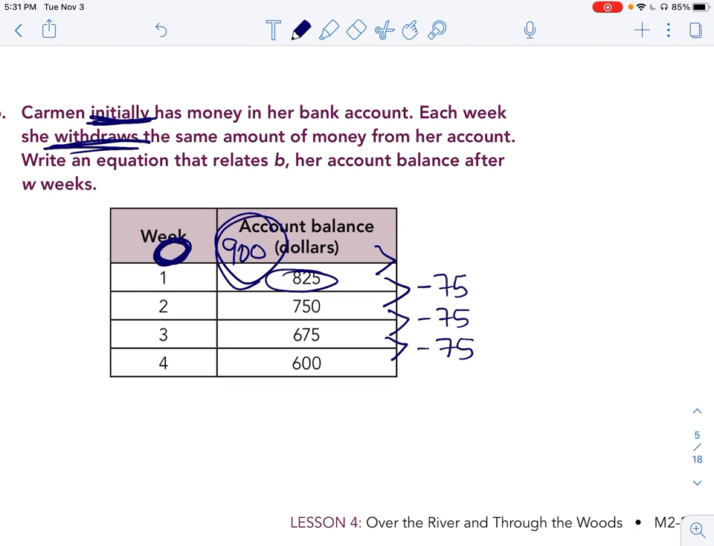So this is our initial value. Okay, so that is my y-intercept. So that's the plus 900 part. What does it go up or down by? Negative 75. So it goes down by 75. Now, it's talking about weeks this time, and it's talking about her balance.